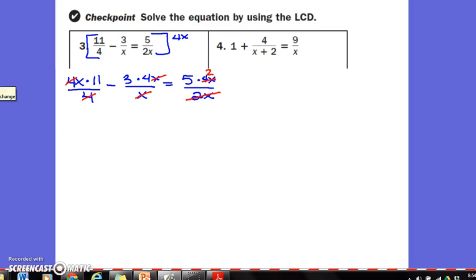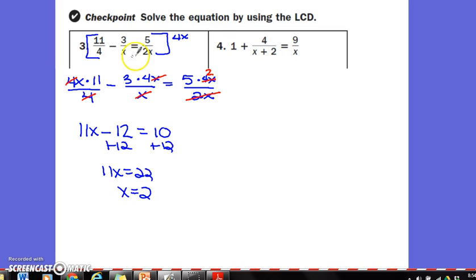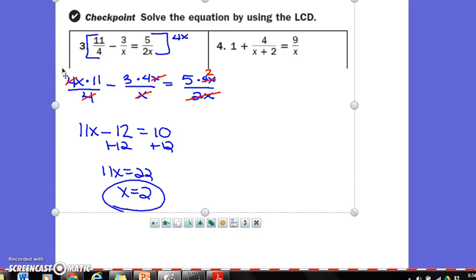So in the end, we have 11x minus 12 equals 10. That's what we have. So we'd add the 12. We get 11x equals 22. So x equals 2. If we plugged back in, anywhere with the 2 up in the denominator would give you a 0, it would not. So this is our solution. All right. I'm going to have to do the last problem on another set of notes.